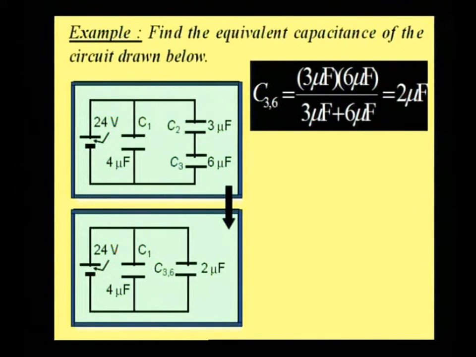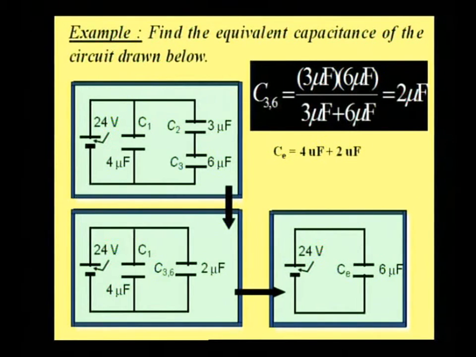Now the 4 and 2 are in parallel, so by using the equation Ce equals the sum from i equals 1 to n of Ci, where i runs over C1 and C2 and n equals 2, the final capacitance is Ce equals 4 microfarad plus 2 microfarad, which equals 6 microfarad.